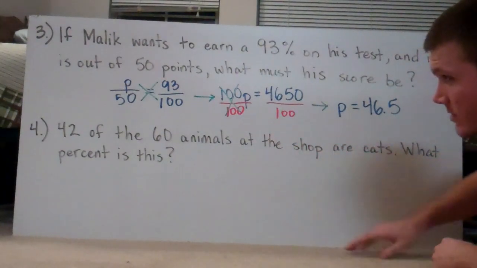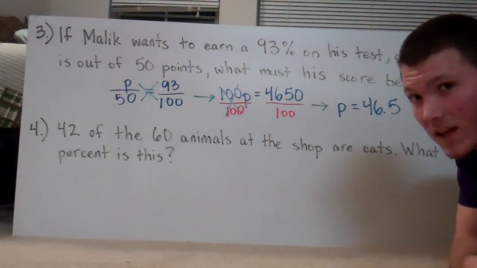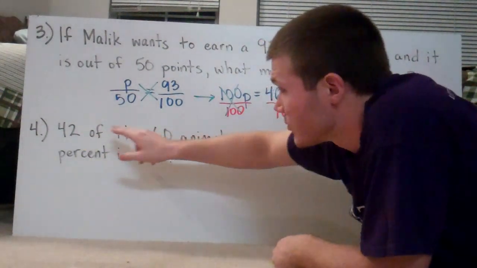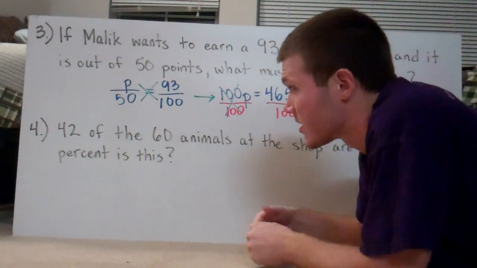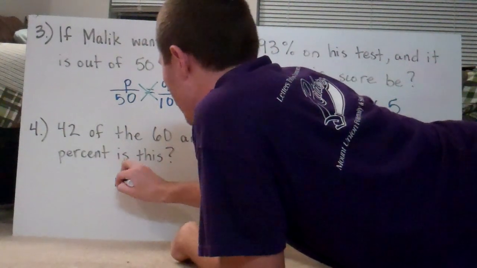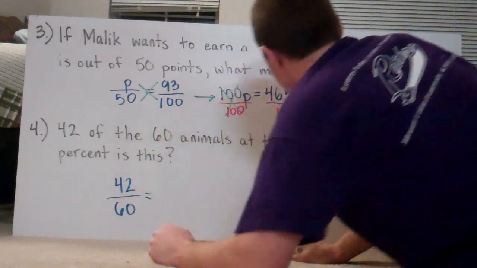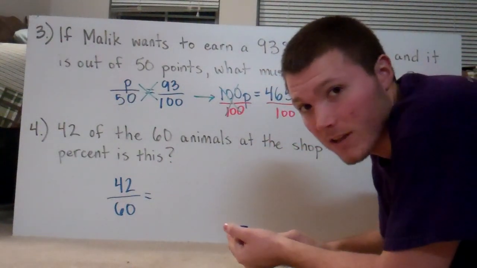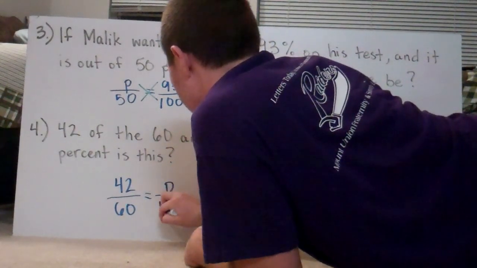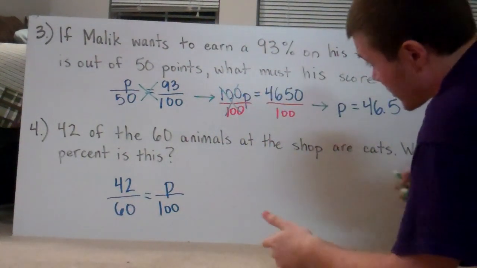to get that A. Alright, next. 42 of the 60 animals at the shop are cats, and I want to know what percent that is. Okay, so, look, you're already given the first ratio. You have 42 out of 60. So I'm going to write 42 out of 60 equals, I'm trying to find the percent. So I'm going to use P for my variable. And it's going to be out of 100 because percents are always out of 100. And now we need to cross multiply.